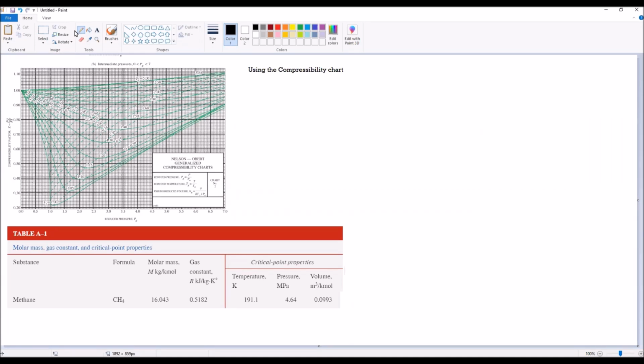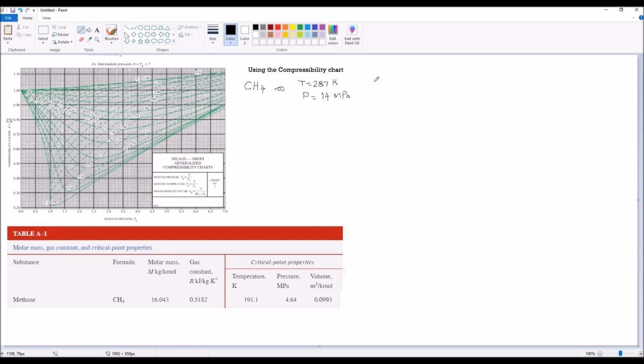And after determining the compressibility, if it's close to 1, then that can be used as a correction factor, and then the simple ideal gas equation of state can be used to determine the unknown property. I have copied figure A15 and also table A-1, and I'm picking methane gas at, let's say, 287 K, and the pressure is 14 megapascals.